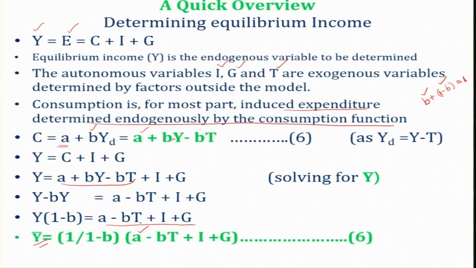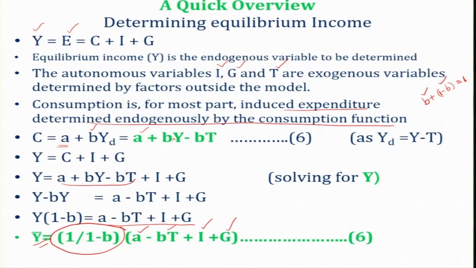A is the intercept in the consumption function, which is autonomous, not determined by income or rate of interest. B times T is also autonomously determined. Tax is a government determined variable, not a function of income or rate of interest. I is the autonomous component of investment, and G is also an autonomous component. This part is called the multiplier. The change in income will be the multiplier times all these autonomous variables.